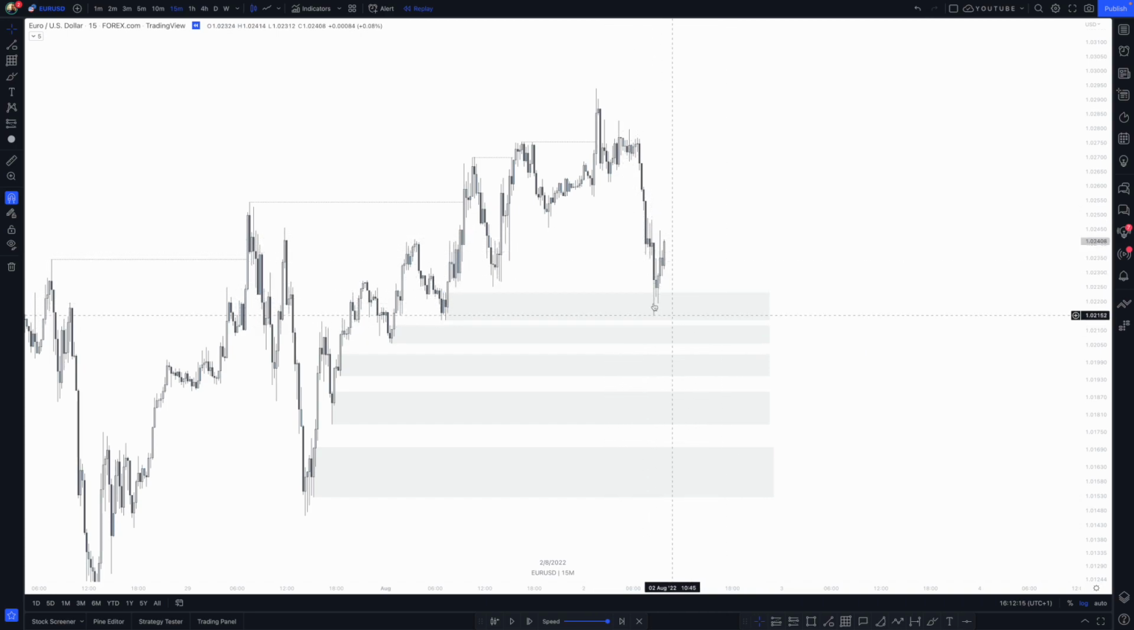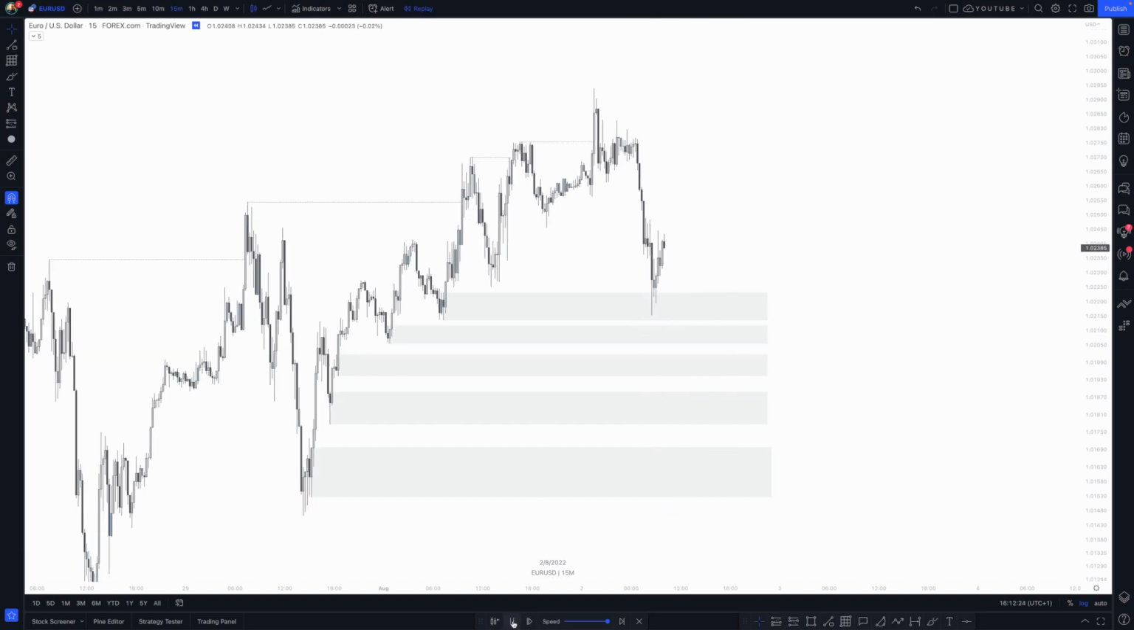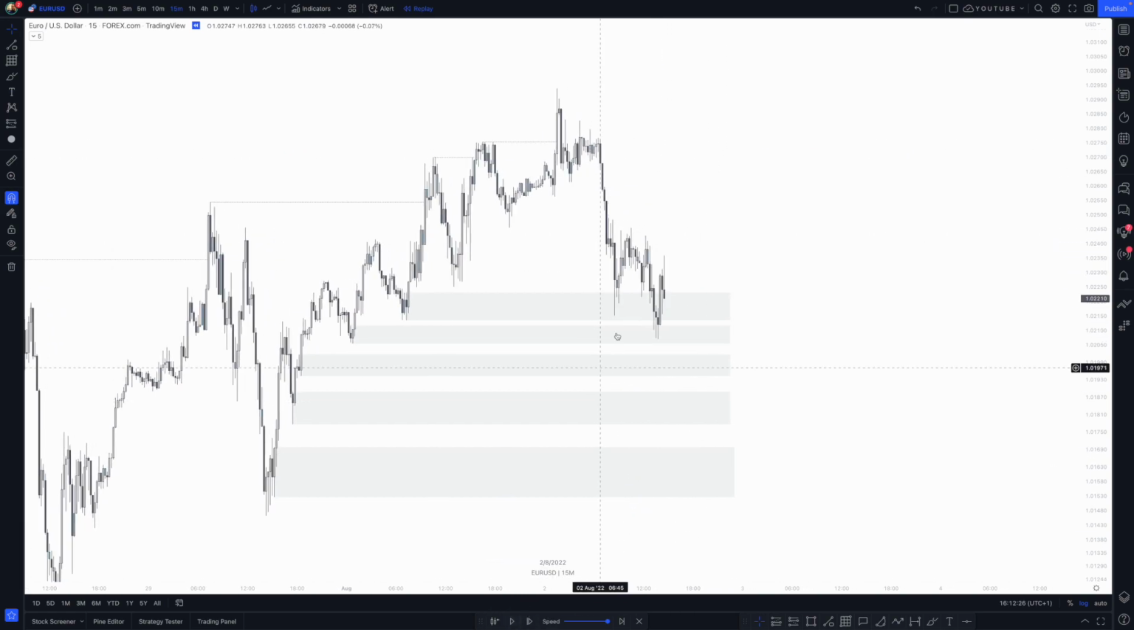And then what you could do obviously is take a long from this demand up into this supply, for example. You don't really want to be taking trades long term, like I said before. And then if we just continue and play price on, again, price reacts to this demand zone right here.